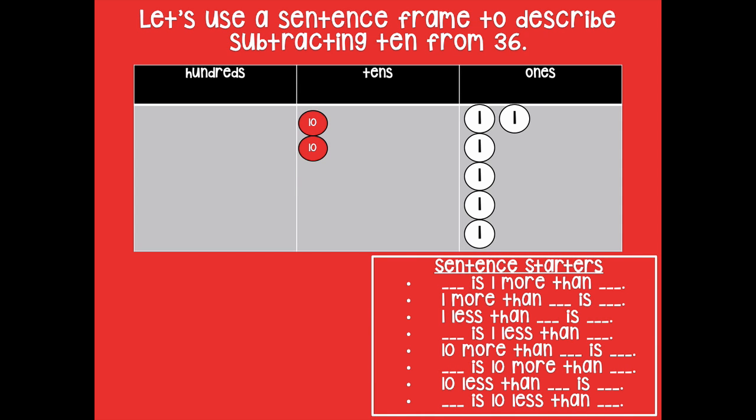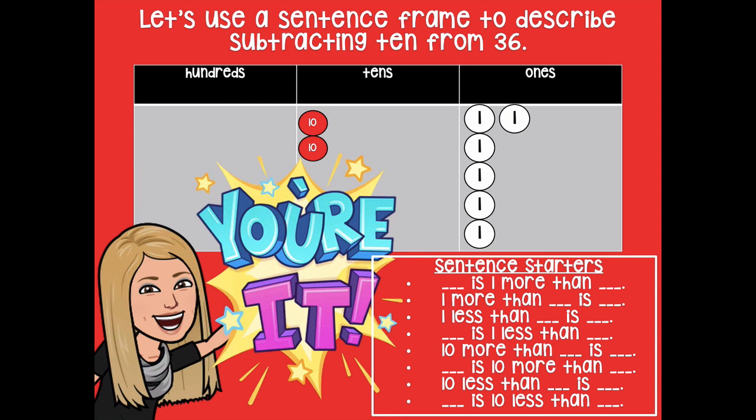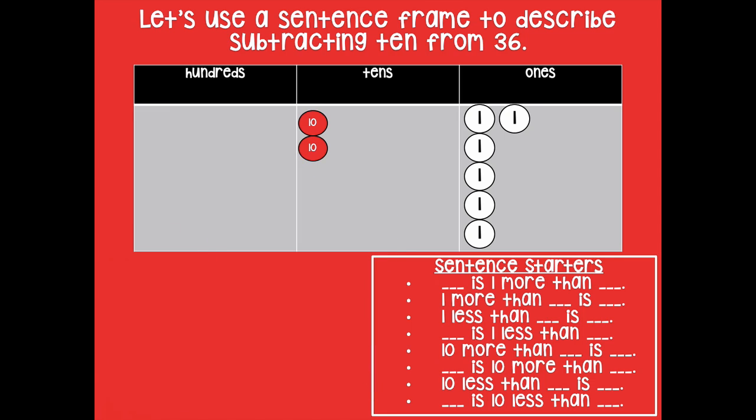So let's use a sentence frame to describe subtracting 10 from 36. So here we go. We're looking at the bottom two examples on our sentence starter. So choose one of those and say what you think could be a sentence starter to describe our place value chart with what we did with subtracting 10 from 36. So pause the video, think about your sentence to describe that, and then click play when you're ready to go over it together. All right, friends, here's what I came up with. 26 is 10 less than 36.